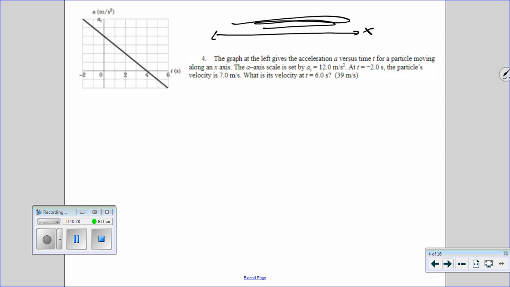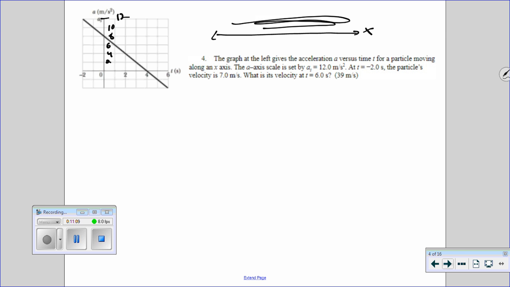All right, it says the a-axis scale is set by a_s equals 12 meters a second squared. I don't know why the book does this, and eventually I'll go back and recreate all these graphs. That's basically telling you that this is 12 meters a second squared, and based on that you can figure out the scale for the rest of it, right? So I think every box is 2, so it's just going to go 2, 4, 6, 8, 10. Cool. Does that make sense? And again, because this is just my second year, I am using book questions. This happens a lot where they'll say it's scaled by blah, blah, blah. I don't know why, but they do.